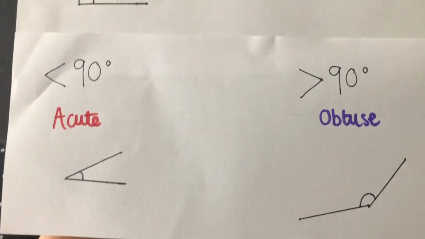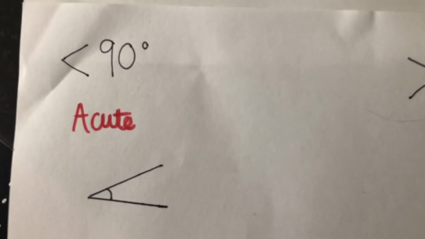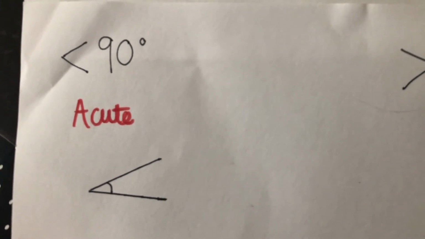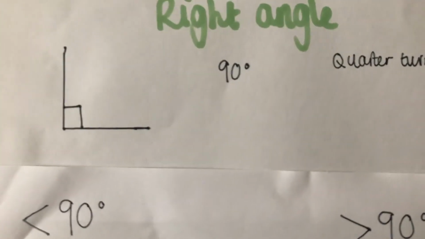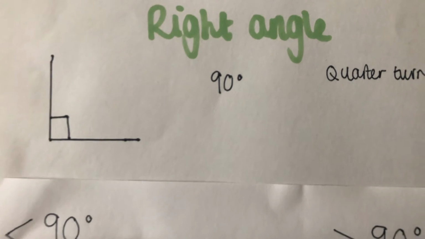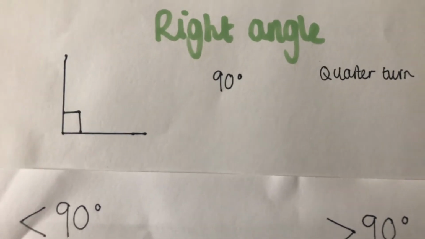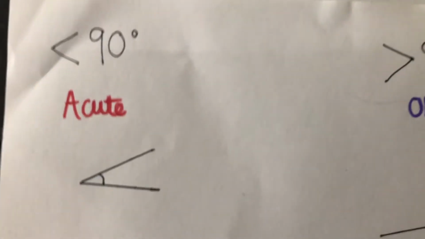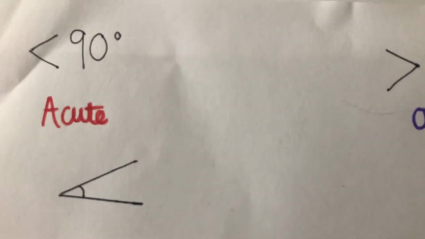An angle that is less than 90 degrees is called an acute angle. And this is an example of an acute angle. You can tell it's less than 90 degrees because the right angle looks a bit like half of a box, doesn't it? Half of a square. It's just not filled in. Whereas an acute angle is quite small and it's less than 90 degrees.